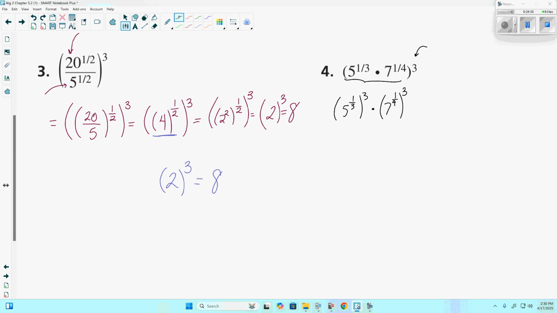Well, with our 5, we'd have 1/3 times 3, which is 1. So it's just 5 to the 1st, or just 5. Our 7 to the 1/4 to the 3rd, well, 1/4 times 3 is 3/4. 7 to the 3/4 doesn't simplify. 7's prime, so there's no way to take a 4th root of it. That's actually it.